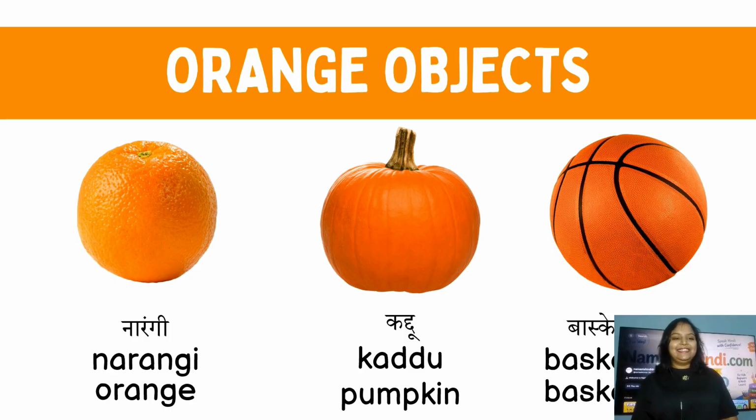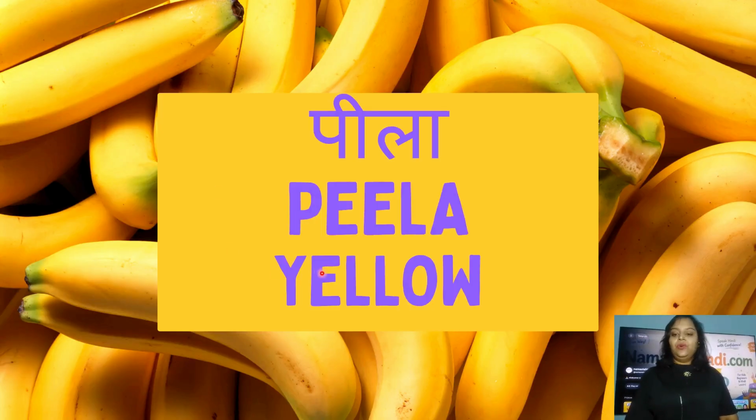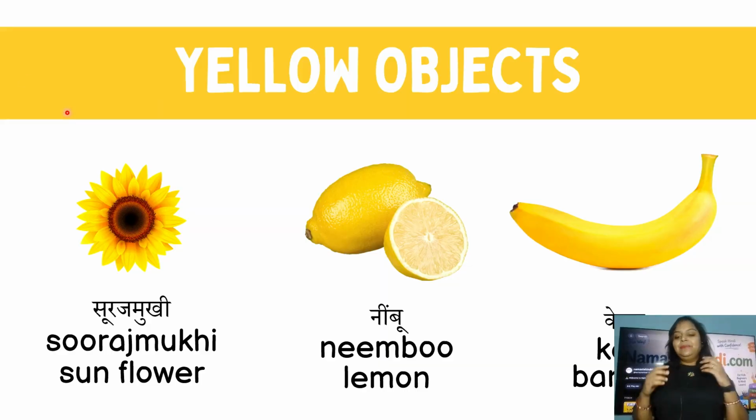Yes. The next color is yellow. Yellow in Hindi is called Peela. So let's find some yellow objects near you. It may be a yellow sunflower, that is Peela surajmukhi, a yellow lemon, that is Peela nimbu, or a yellow banana, that is Peela kela.